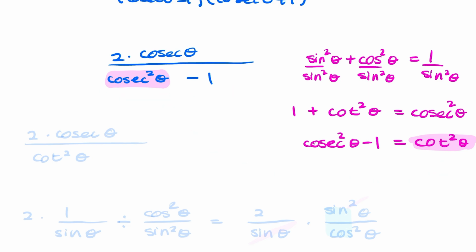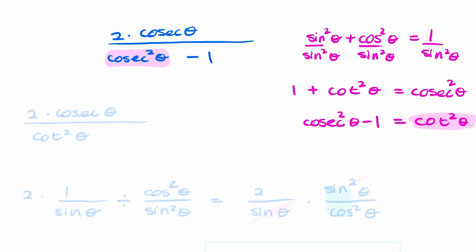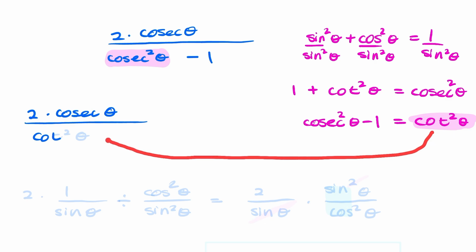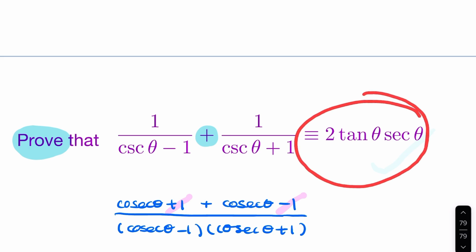So we can replace cosecant squared theta minus 1 with cotangent squared. So now my expression looks like 2 cosec theta divided by cotan squared theta. And that still looks nothing like the expression on the right.